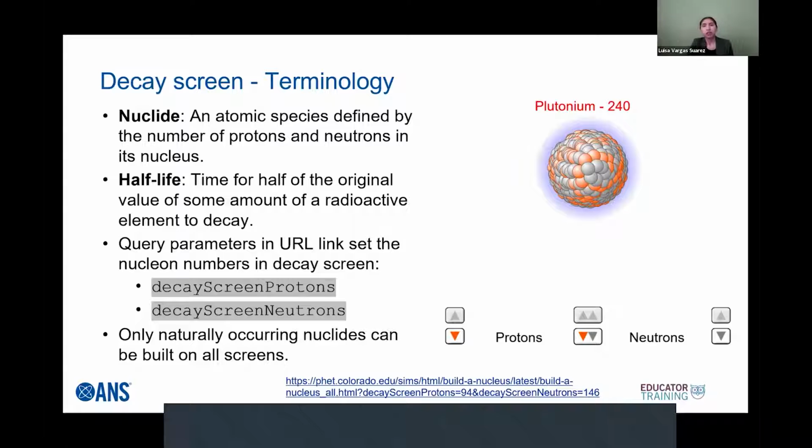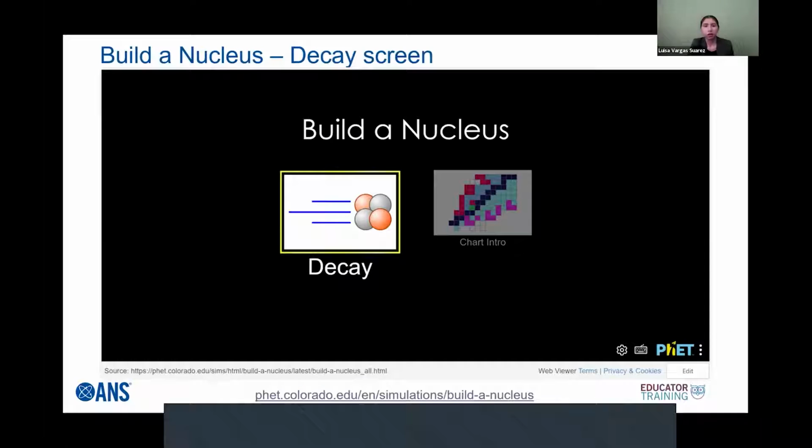However, we should note that this simulation only lets you build nuclides that exist naturally on Earth, not those that are, for example, made in a lab. So an example being something with 2 protons or 3 protons or 30 protons, that even though you would like to set that, that cannot be built. So let's go into the website now.